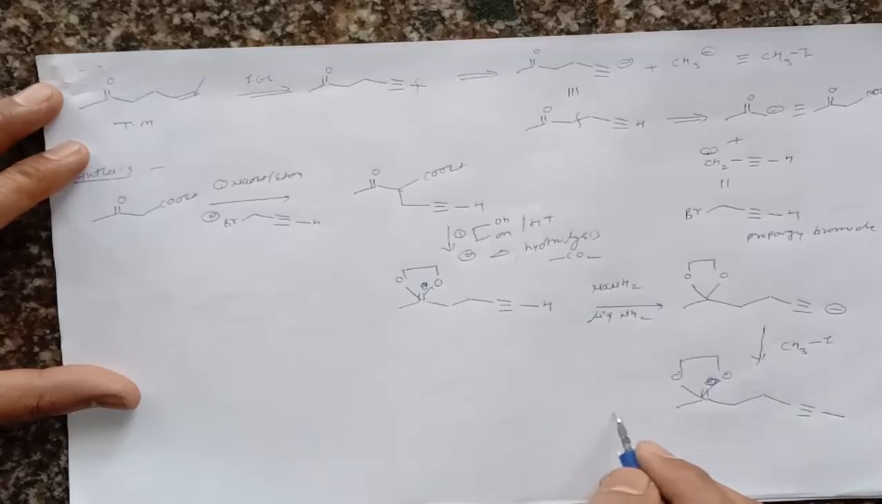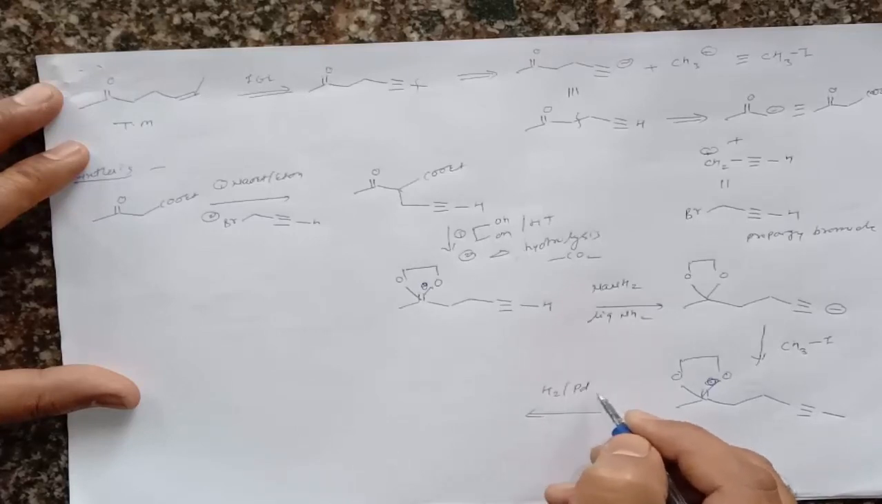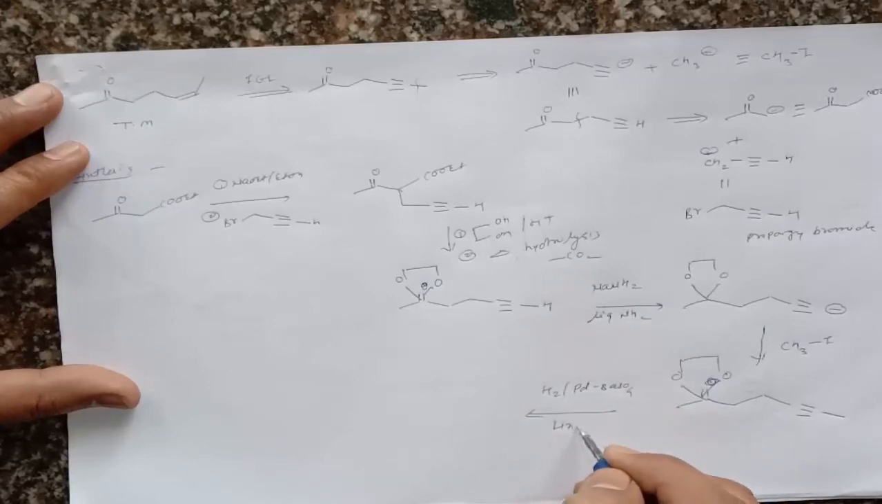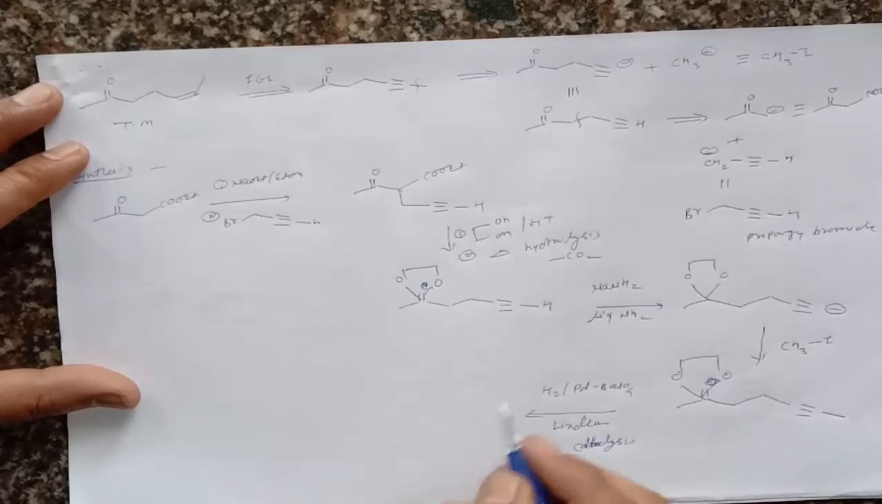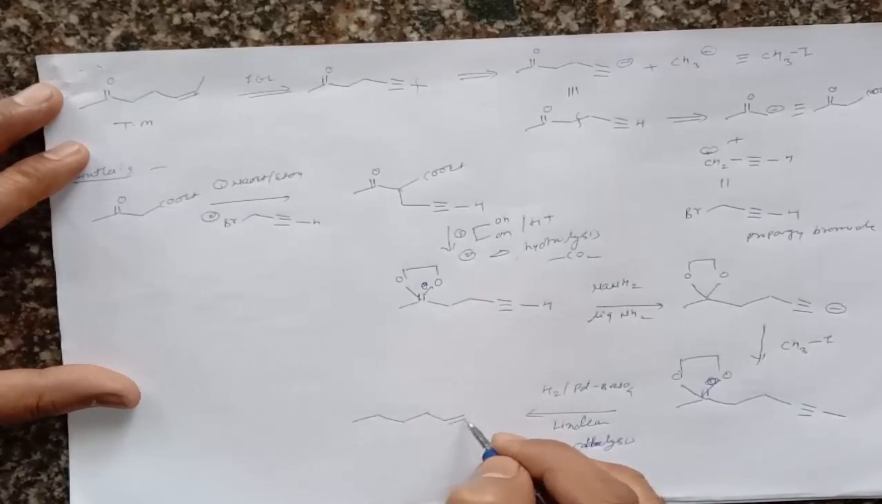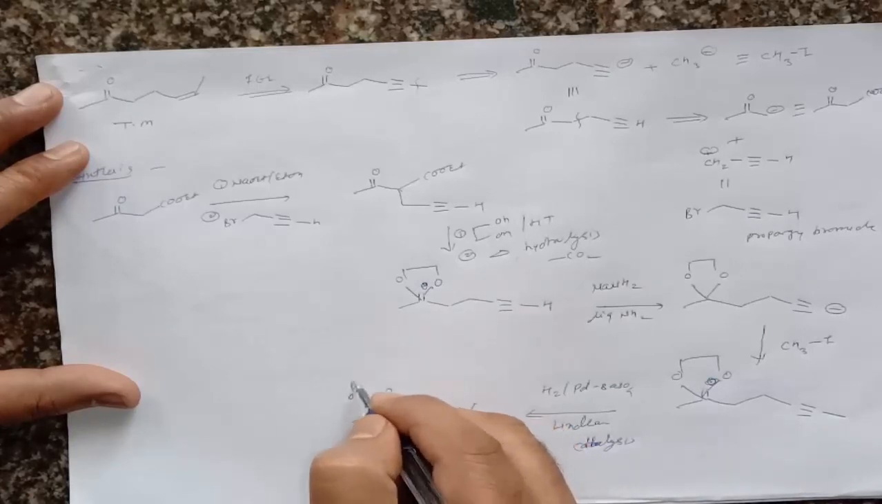Then we have to go for reduction by using Lindlar's catalyst. What is Lindlar's catalyst? That is H2, Pd in the presence of barium sulfate. That is called Lindlar's catalyst. And then it gives a cis olefin. So, what is the cis olefin? It gives a compound like this, along with a protected ketone.